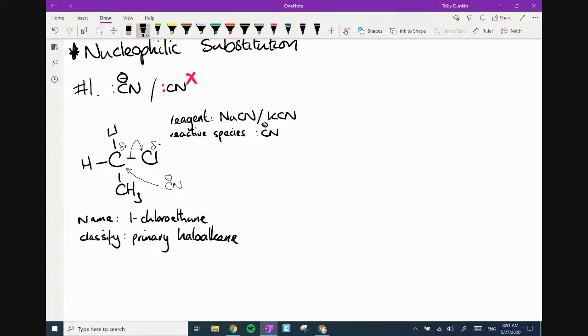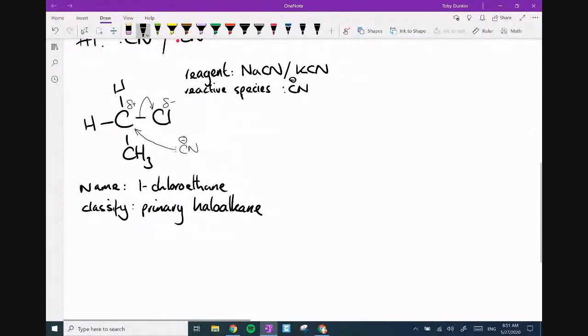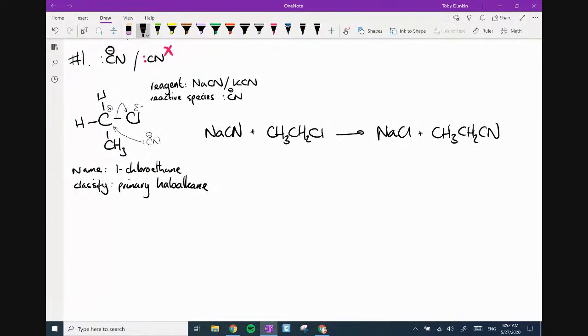What that means is if it was a single step, then we could write an equation for this reaction. The overall equation would be sodium cyanide plus CH3CH2Cl. What I'm going to form is sodium chloride and a longer carbon chain. Nota bene: the reason why we use toxic cyanide is because we extend the carbon chain. That's why we do it.